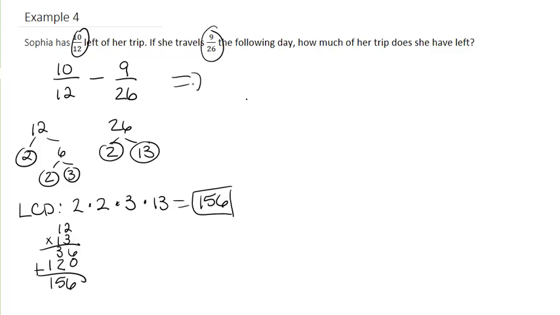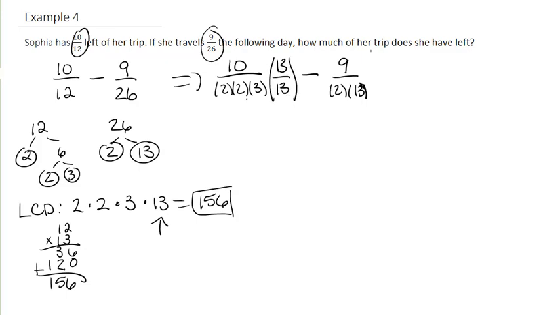So when we now rewrite this, let's rewrite into our factors. And so we have 2 times 2 times 3 minus 9 over 26, which is 2 and 13. So for this first term, what are we missing? We're just missing that 13. So we're going to multiply the top and the bottom by 13. Then the second term, we have 2 and 13. So we're just missing this 2 and this 3.